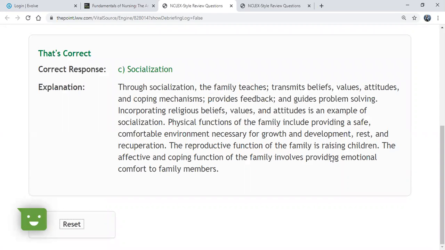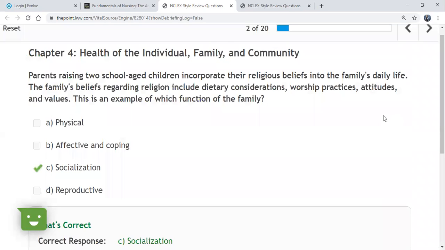Okay, through socialization, the family teaches, transmits beliefs, values, attitudes, and coping mechanisms, provides feedback, and guides problem solving. Incorporating religious beliefs, values, and attitudes is an example of socialization. Physical functions of the family include providing a safe, comfortable environment, necessary growth and development, rest and recuperation. The reproductive function of the family is raising children. The effective coping function of the family includes providing emotional comfort to the family members.